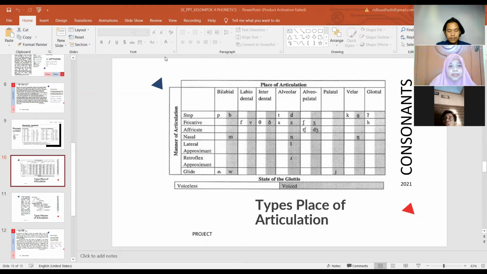6. Velar is the sound that is articulated by the back of the tongue with the back of the palate. For example, K, G, N. 7. Glottal is the sound produced in the glottis.